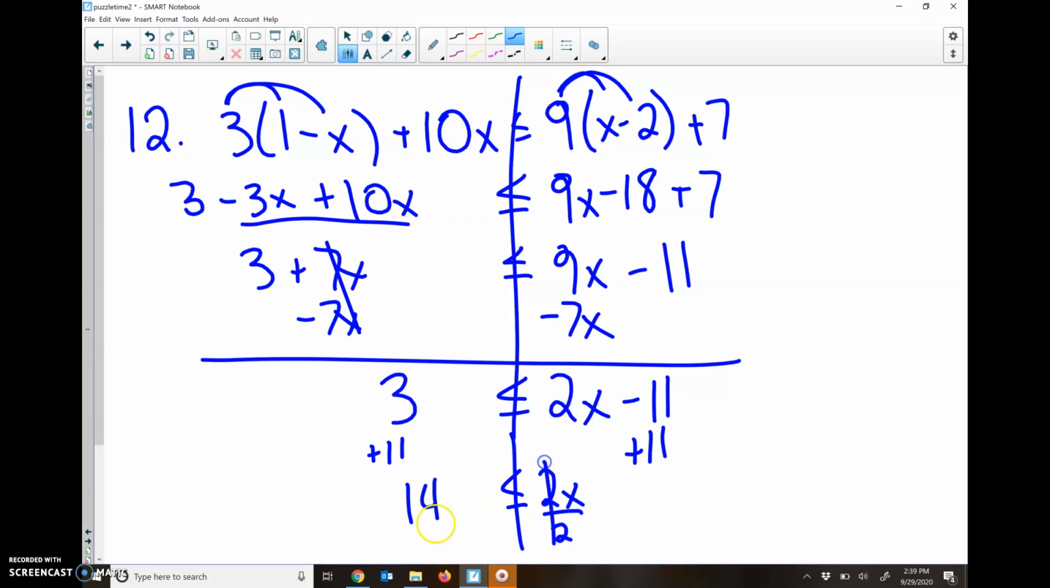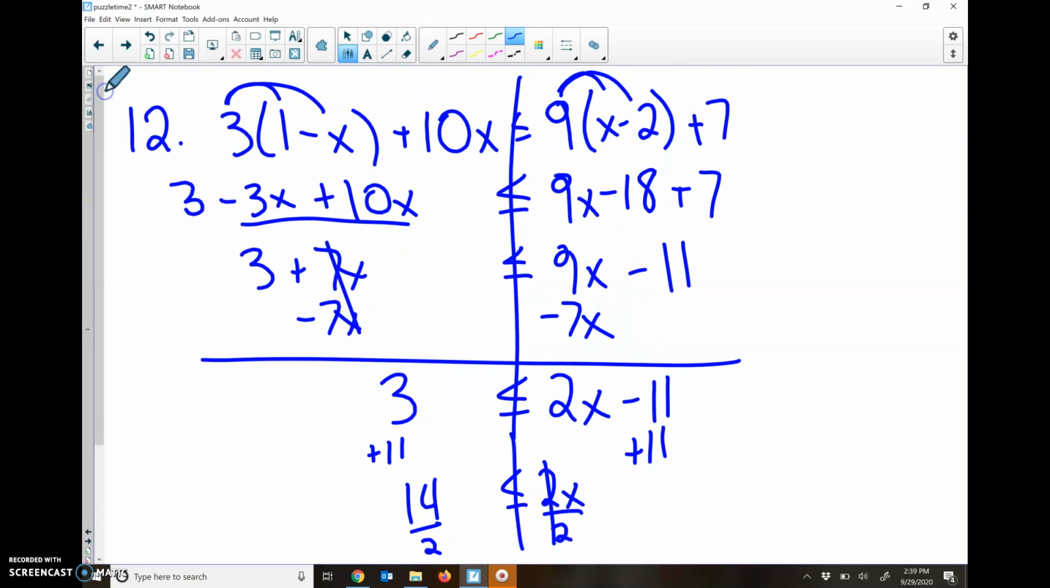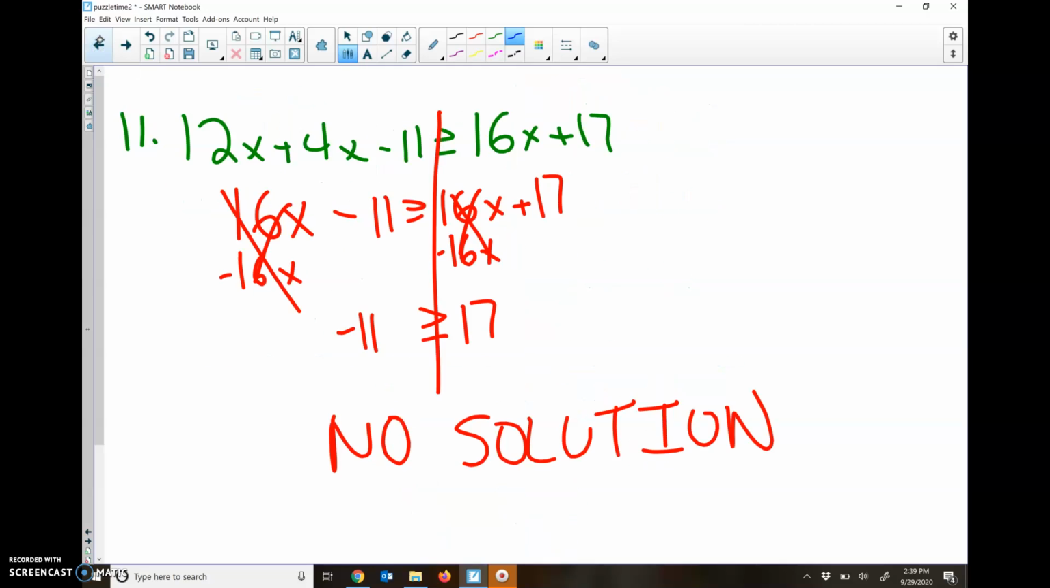And then divide both sides by 2. So then I end up with 7 is less than or equal to x. I like to write it the other way. So x is greater than or equal to 7. That's a long problem just for one. Pretty much as hard as it gets.